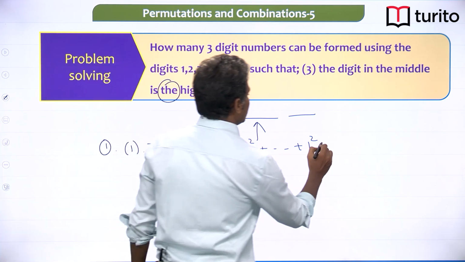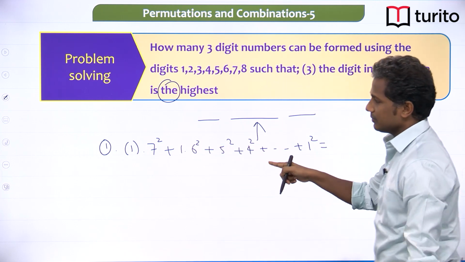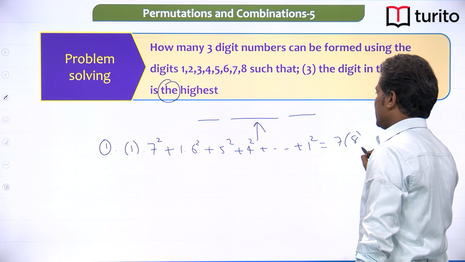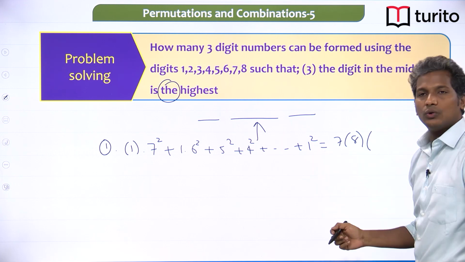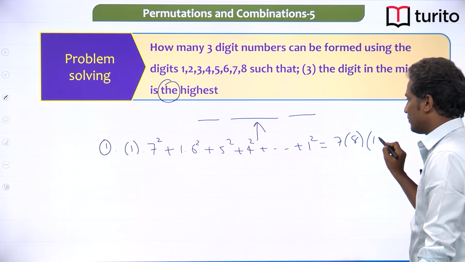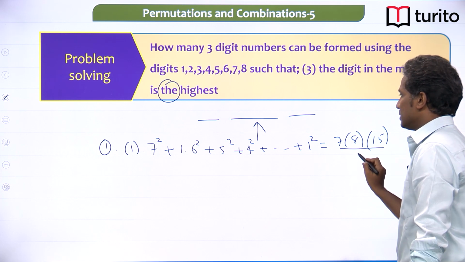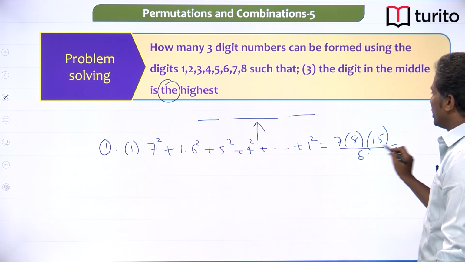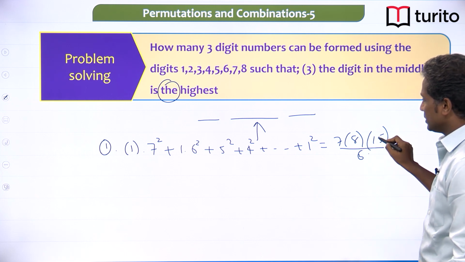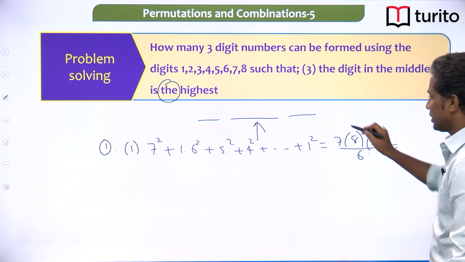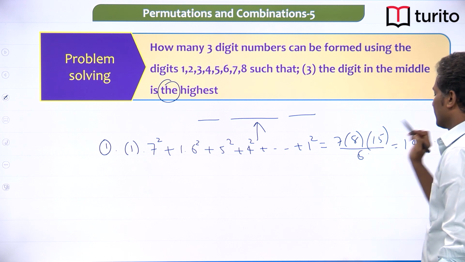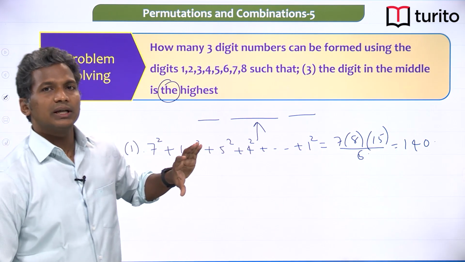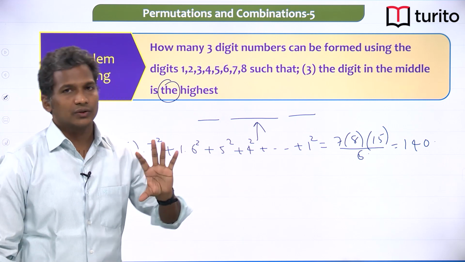So what is the value here? Of course you know the formula: n into n plus 1 into 2n plus 1 by 6. So 7 into 8 into 15 by 6, right. Here 1 2 will get cancelled and 1 3 will get cancelled. So 4 into 5 into 7 is 140, okay. In this case we have included both repetition and without repetition also.